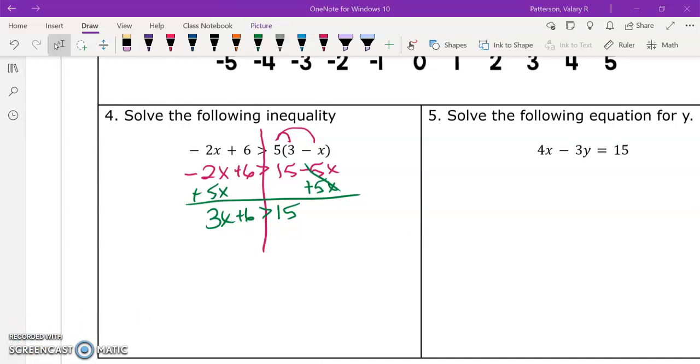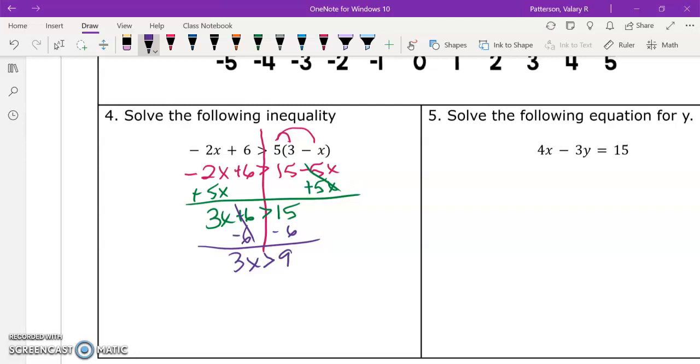Okay, sorry, I was interrupted. So at this point, we now have all our x's on the left side of our inequality. So we're going to move our 6 to the right side. So we have to subtract it. And we'll bring down our 3x, be greater than, and then 15 minus 6 is 9.